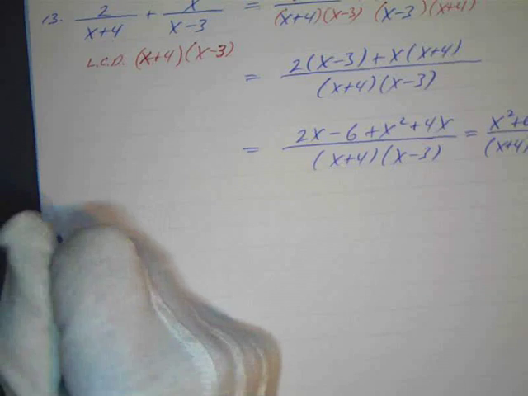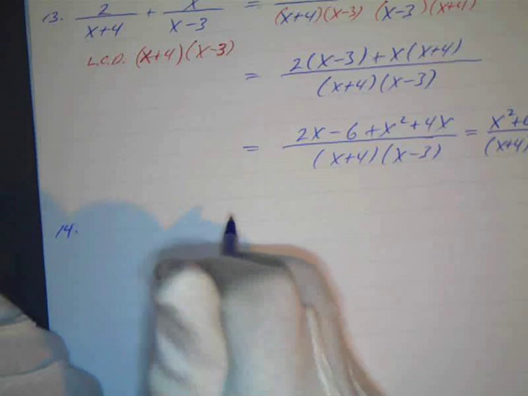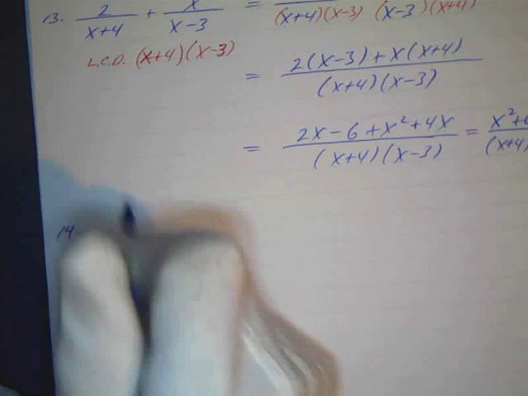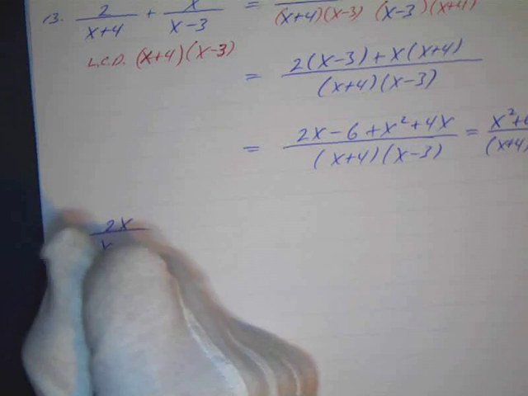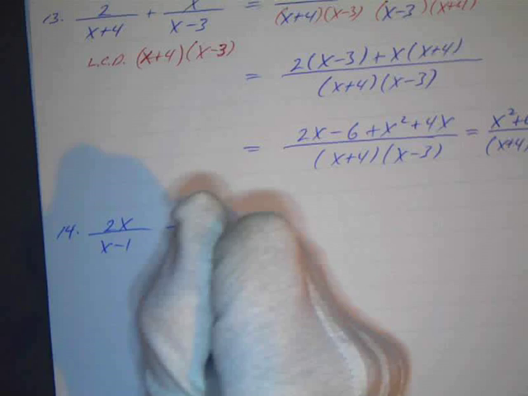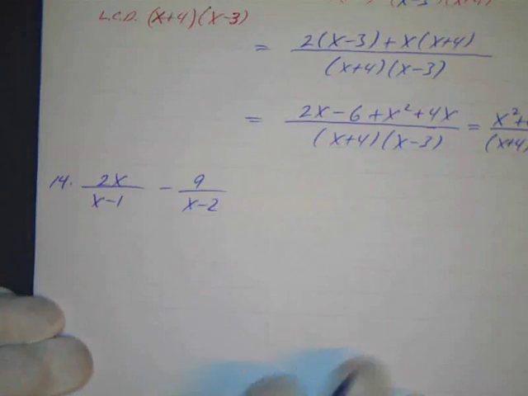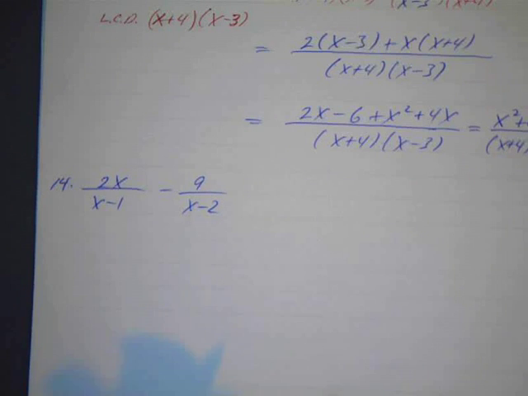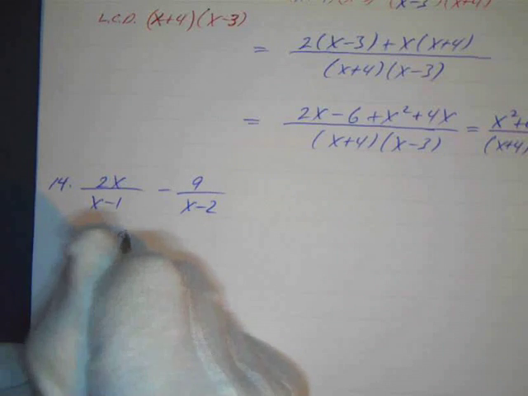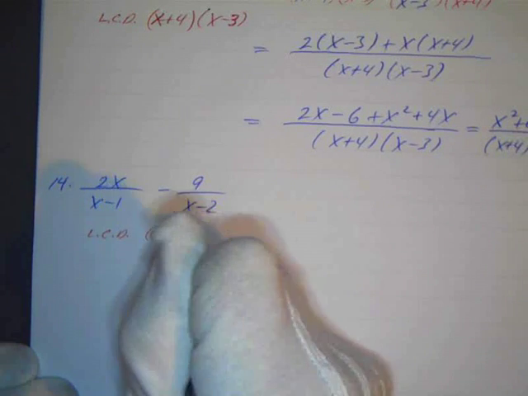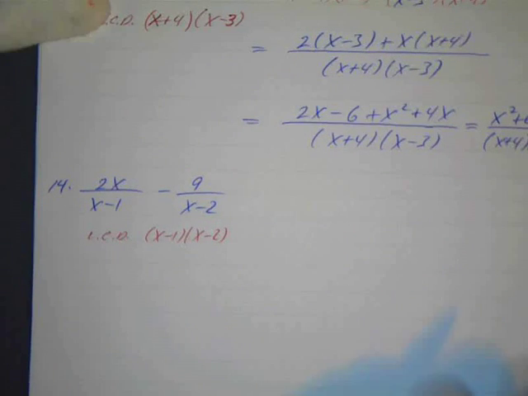And I think we can fit one more in here, number 14. Again, these are from a review sheet here, so that's where these problems are coming from. 2x over x minus 1 minus 9 over x minus 2. Okay? And again, I want to first of all identify what the least common denominator is going to be. These again are relatively prime, so my LCD will just be the product, x minus 1 times x minus 2. So I leave myself a little space so I can doctor these up.